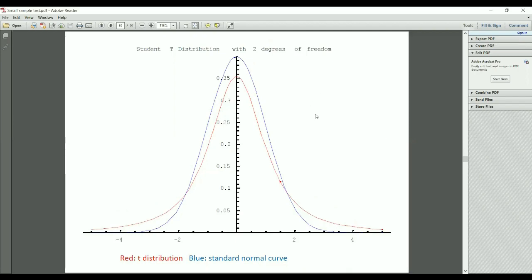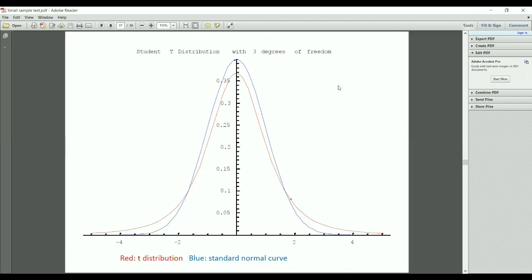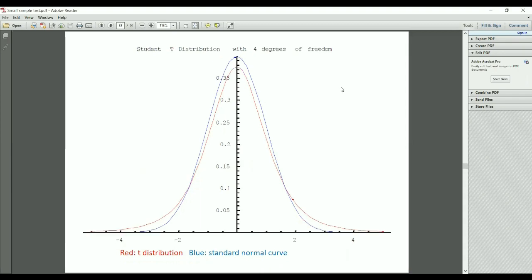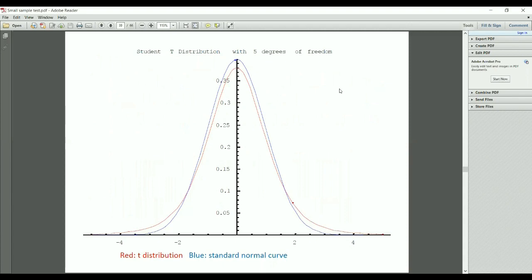This is the graph for the t distribution with 2 degrees of freedom. This will change. If you go for 4 degrees of freedom, it follows the normal distribution. If you go for 5 degrees of freedom, it is coming towards the normal distribution. See, this is the normal distribution, the standard normal curve.